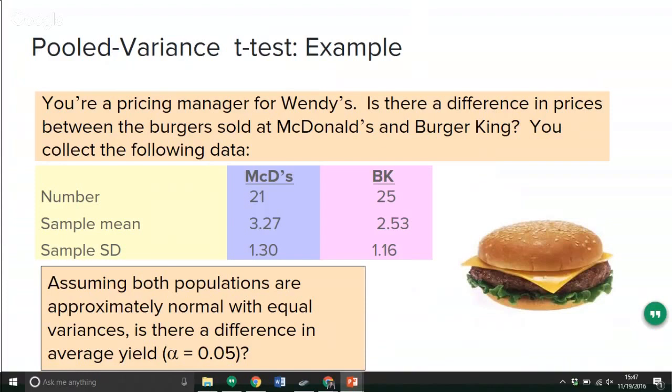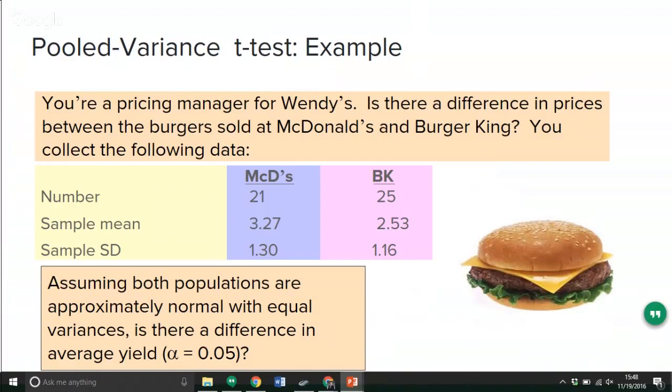McDonald's looks like it's more expensive than Burger King. The sample mean is much higher than Burger King's, about 74 cents more. And the standard deviation is a little bit higher as well, so there's more variance around it.